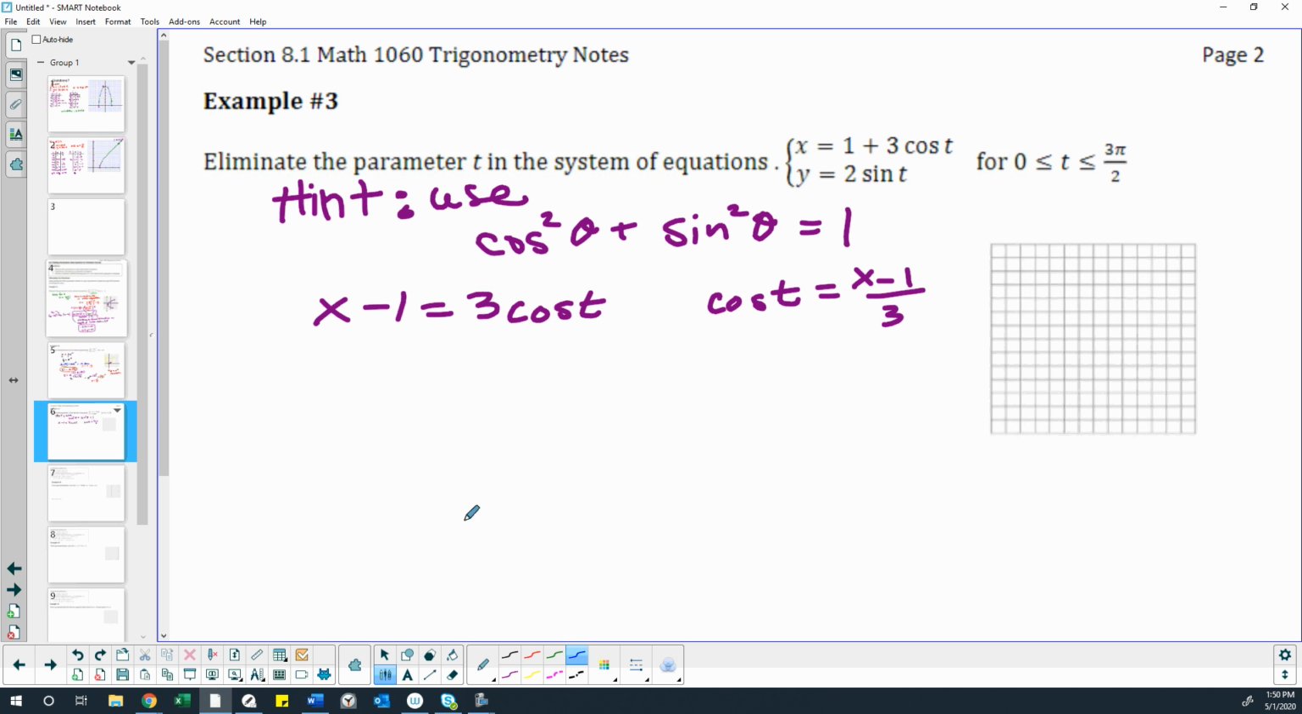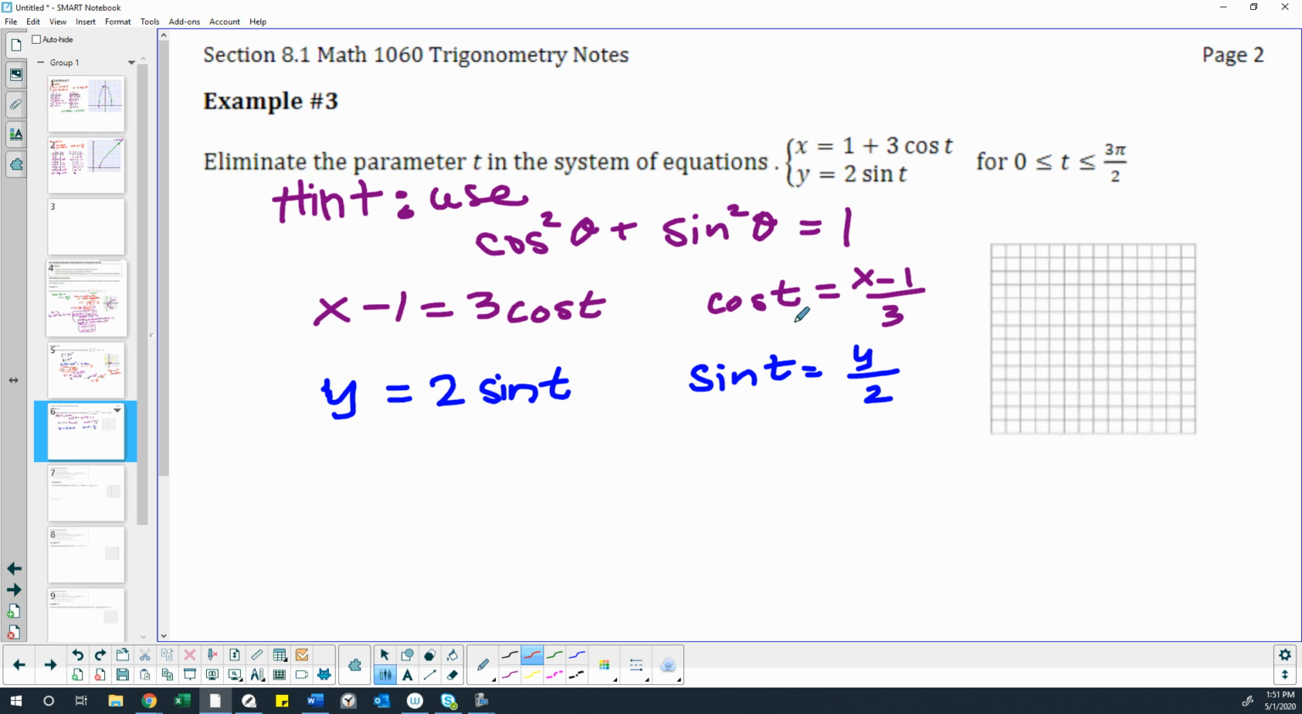And then I'm going to solve y for sine, the y equation for just sine of t. So sine of t would just be y over 2.